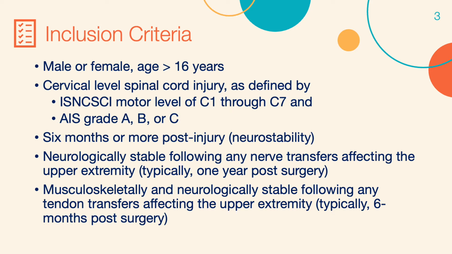The ideal GRAND study participant is age 16 or older, has a cervical level spinal cord injury C1 to C7, AIS A, B, or C, with retained shoulder and elbow flexion function, but loss of function in the forearm and hand. Candidates are at least 6 months post-injury and demonstrate neurologic stability. They should be completely healed and stable following any voluntary tendon or nerve transfers.